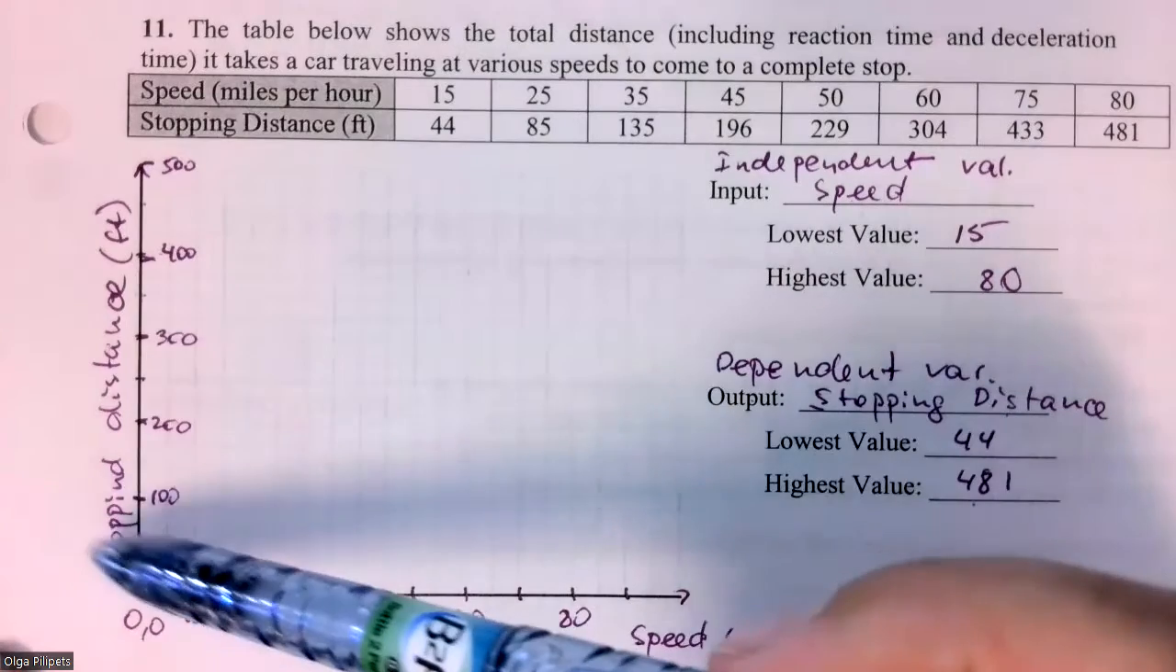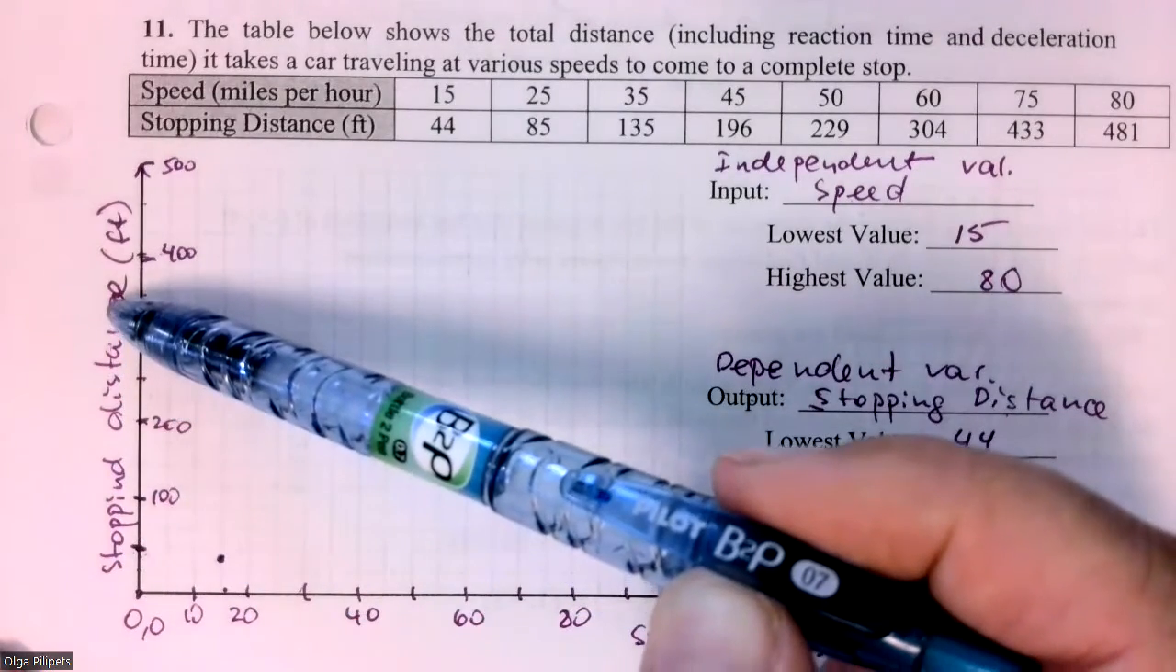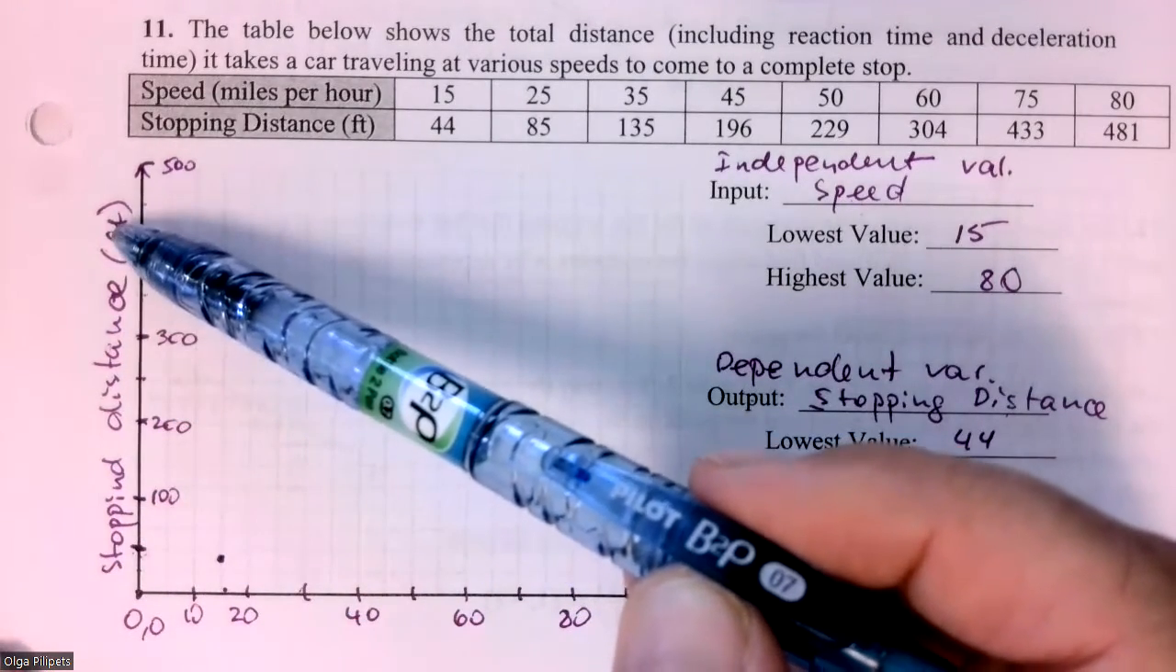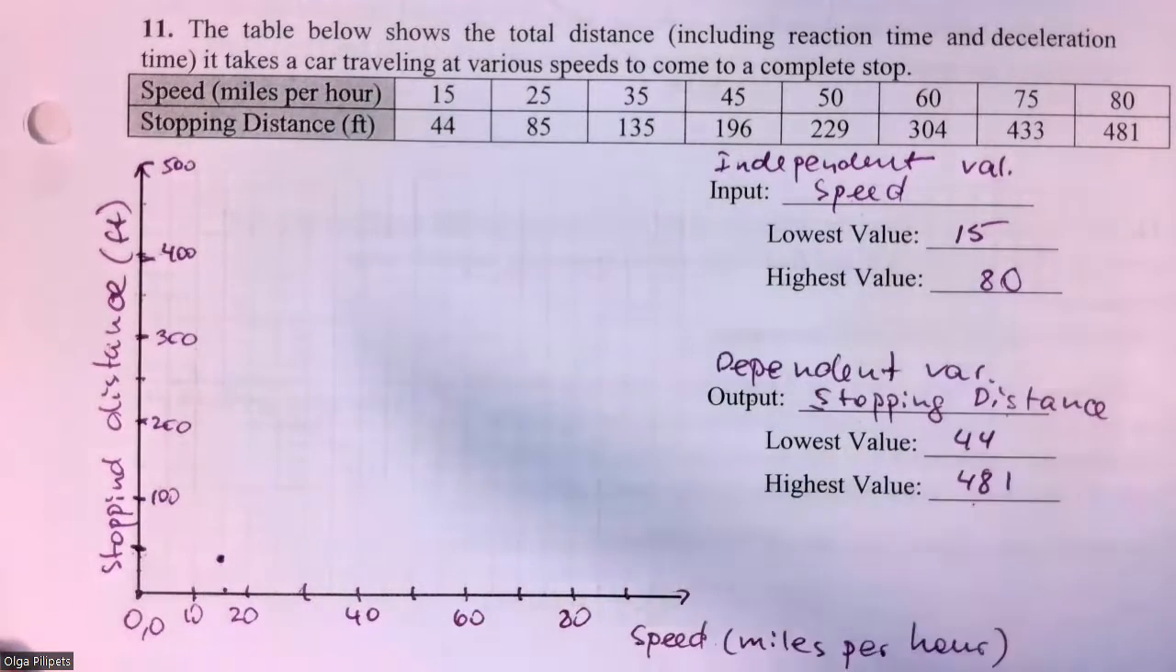That's stopping distance. So I am labeling it, and I'm labeling the units in which the stopping distance is measured.